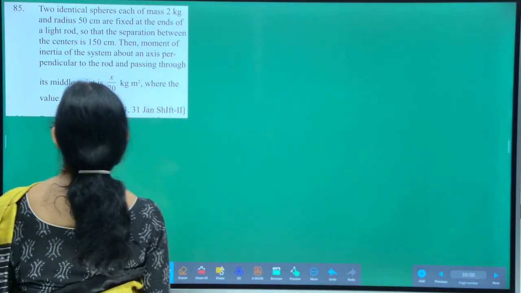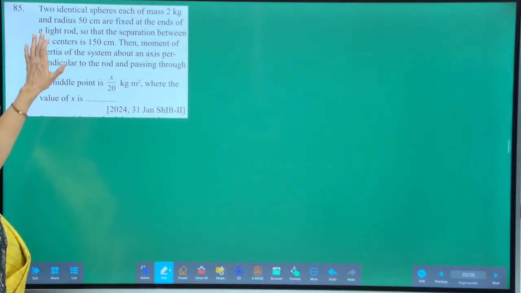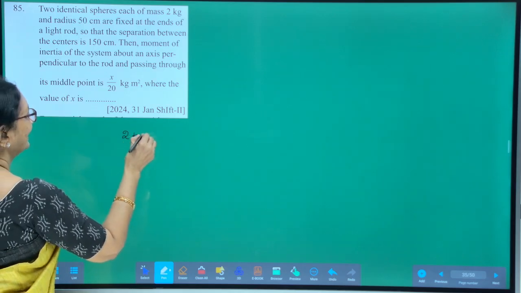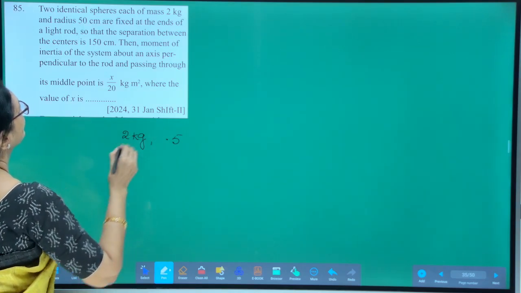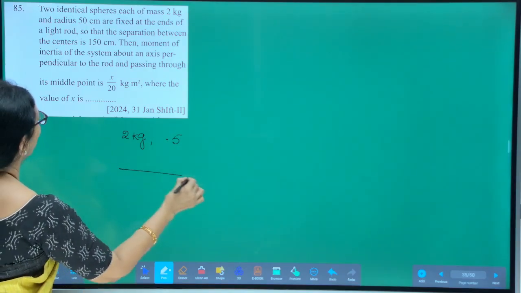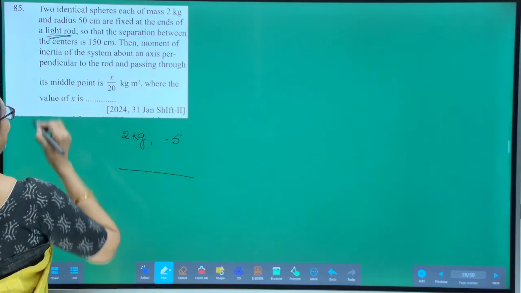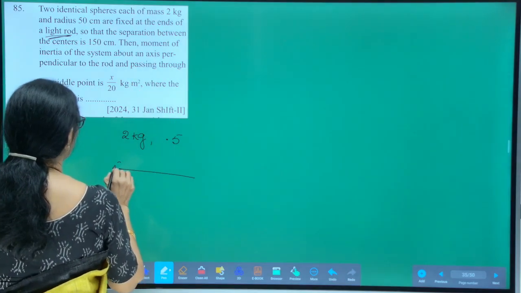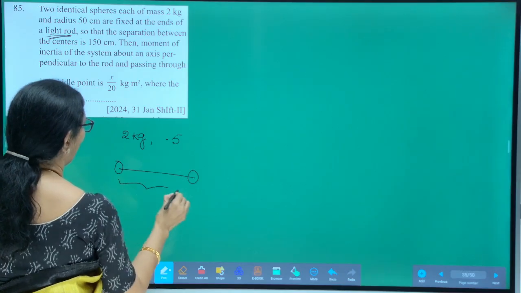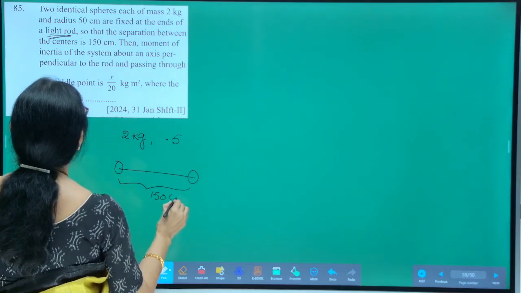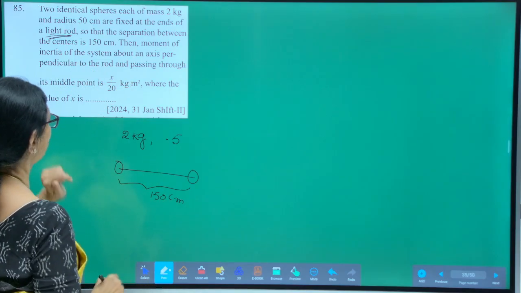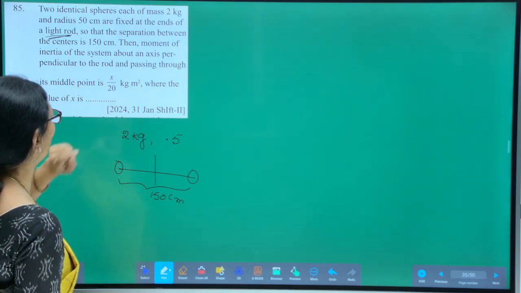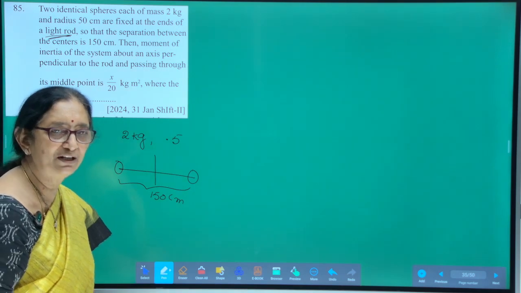Go to the next problem, the last problem for today's class. Two identical spheres of mass 2 kg and radius 50 centimeters are fixed at the ends of a light rod. The mass of the rod is negligible here, and the separation between the centers is given as 150 centimeters. The moment of inertia of the system about an axis passing through the center perpendicular to the rod is given by x by 20. We are supposed to find the value of x here.